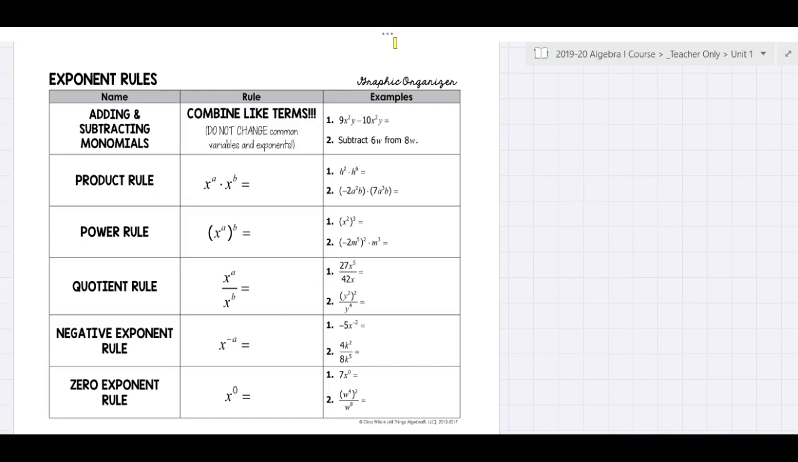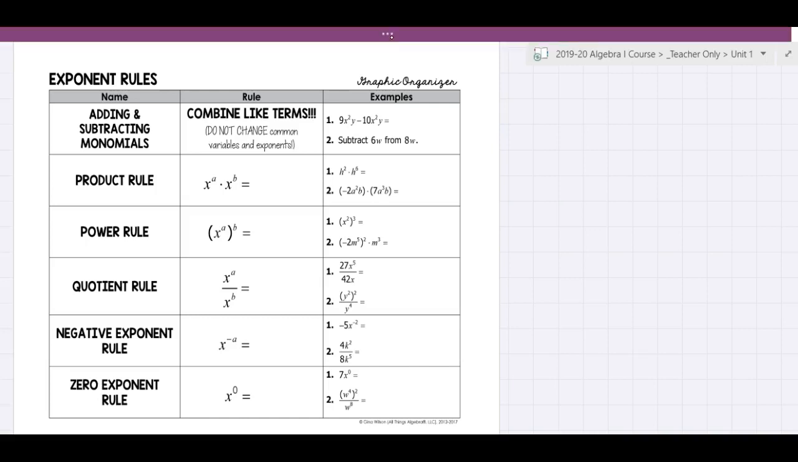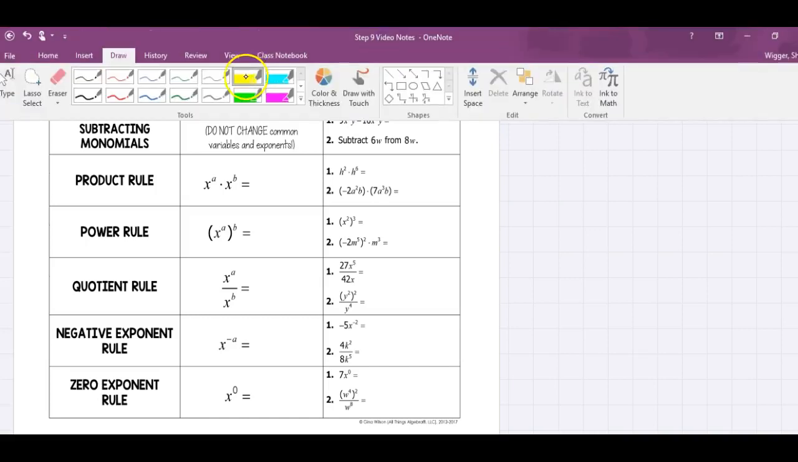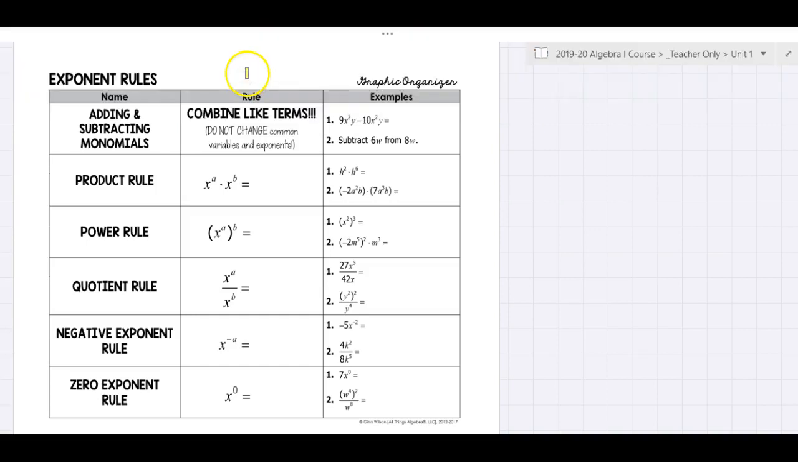So the first operation is adding and subtracting. Well, to add and subtract, it's just combining like terms. We did that in step 3. When we add and subtract, we have to have exact variables with exact exponents match. And what we do with the numbers is we combine the numbers according to the operation. So, adding and subtracting.